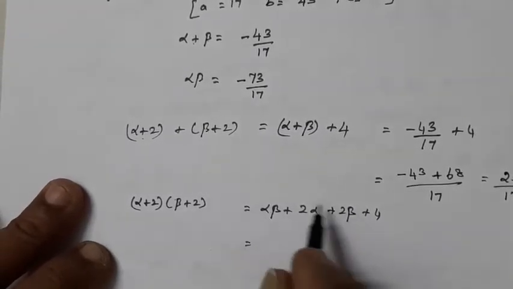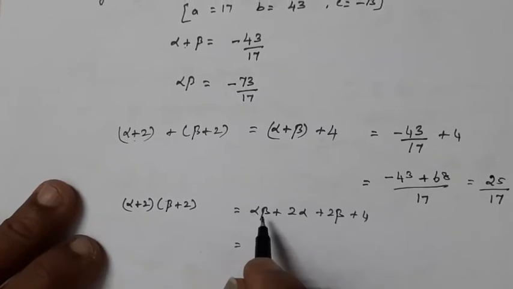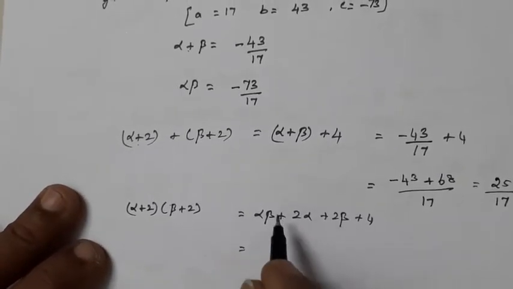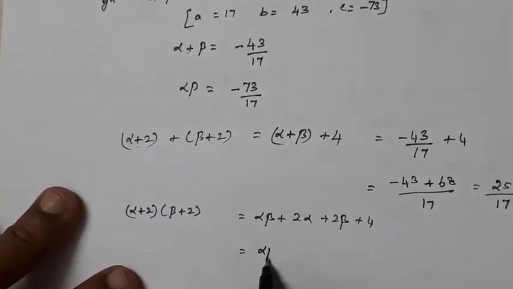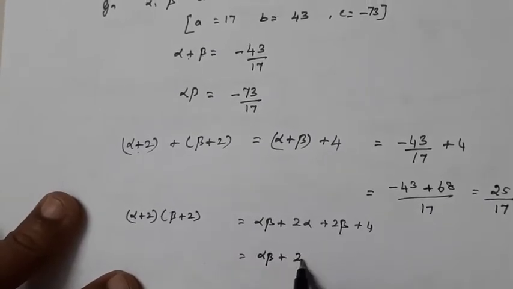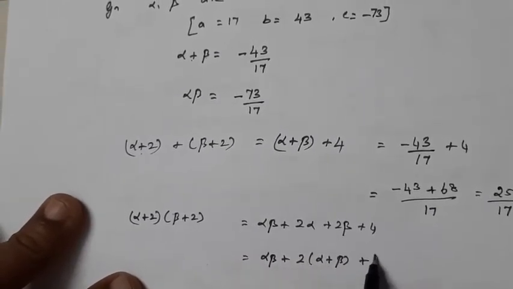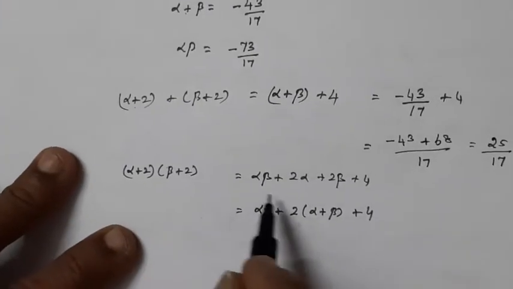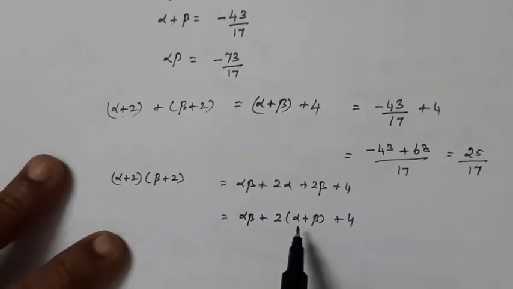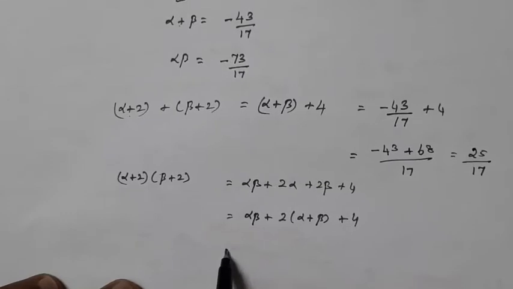So, whatever it is, you have to try to express this in terms of alpha beta and alpha plus beta so that you can substitute their value, right. So, alpha beta, and then here taking 2 common, we have alpha plus beta plus 4. So, we have simplified this in terms of alpha beta and alpha plus beta. Now, let us substitute the value.